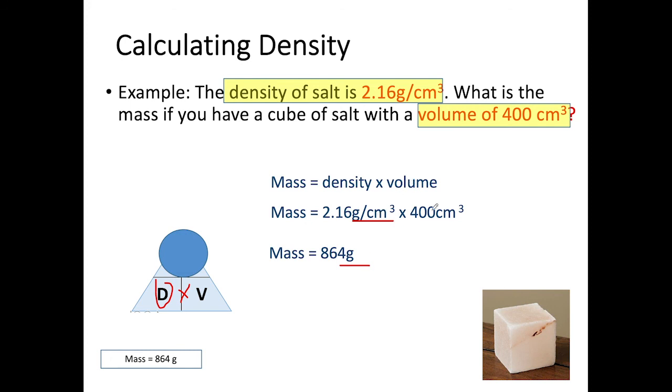864 grams. You might be wondering what happened to your centimeters cubed. Because we're multiplying and these are the same, what we can do actually is we eliminate these units when we multiply. So because they are identical, we're going to eliminate that. And then what we're left with is our grams, which is what you should be looking for when you're answering the question with mass.